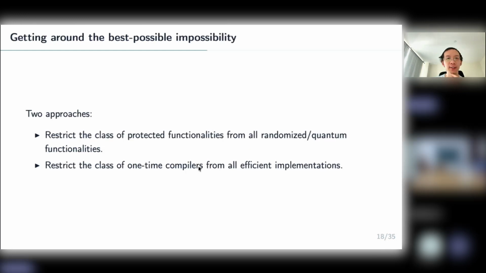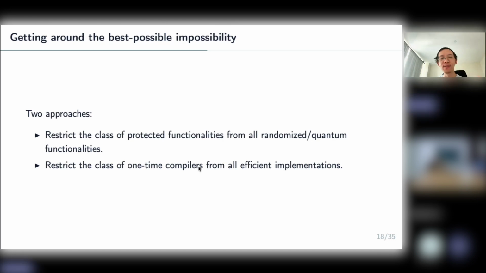Okay, so that basically concludes the negative results in our work. And now I'd like to discuss how you can get around this impossibility. So as I already alluded to earlier, there are two approaches that you can take to get around the impossibility. The first approach is that rather than considering the class of all possible efficient randomized functionality or quantum functionality, you are going to just look at some subclass of functionality that is not ruled out by our impossibility.